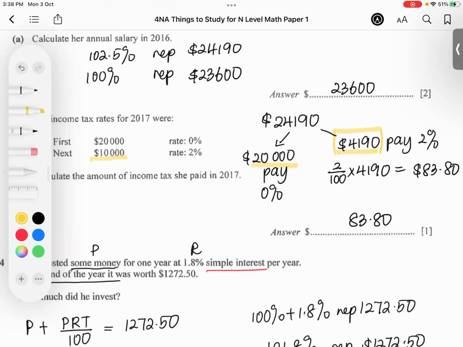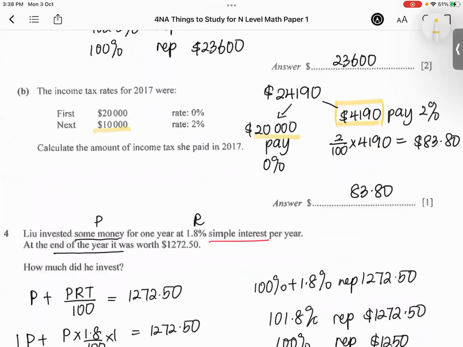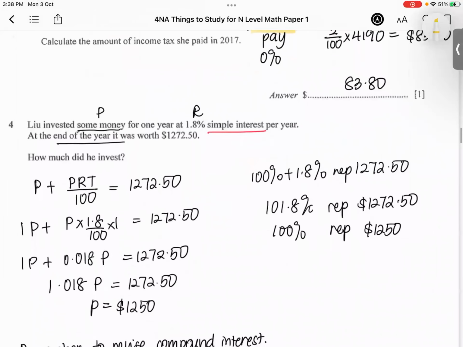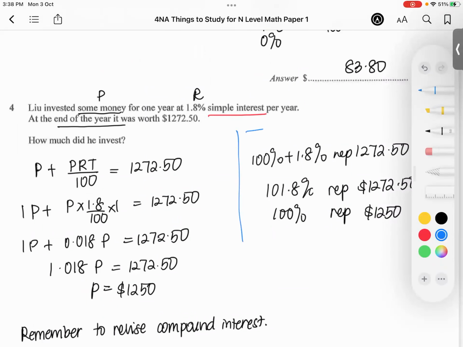So I calculate that. Next question is simple interest, but I forgot to include compound interest. I hope you all also know how to do compound interest. There are a few complicated methods, but I will highlight this method, the one that is easier for you.